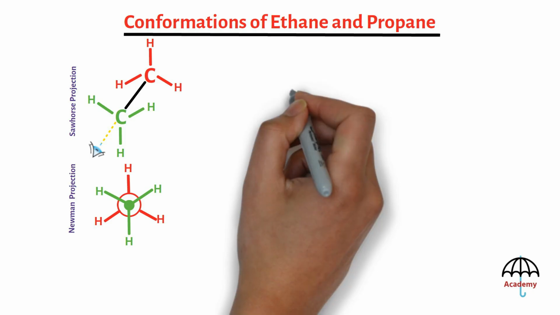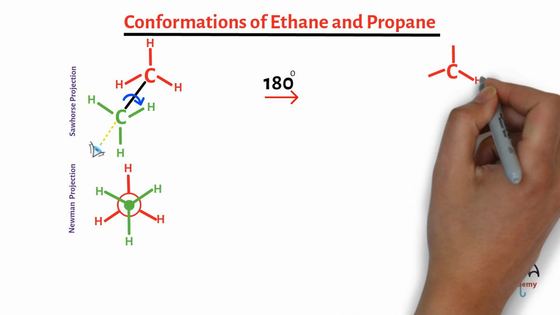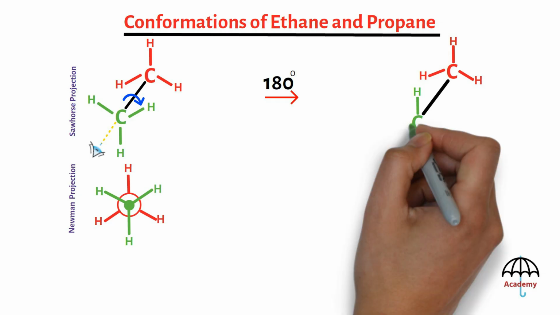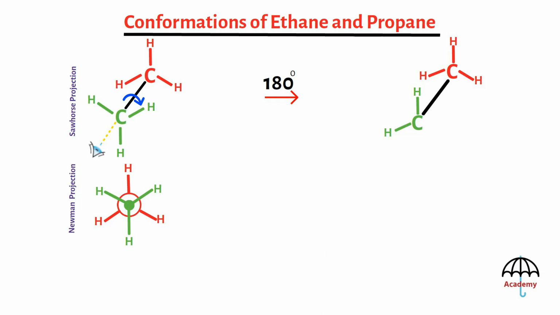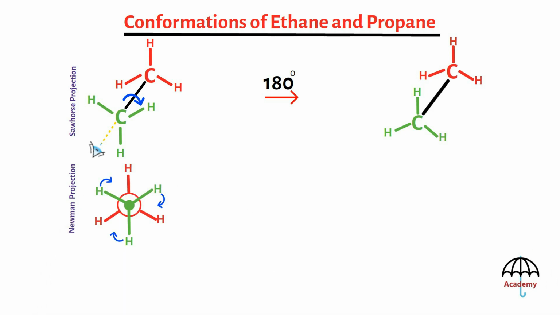Let us keep the back carbon stationary and rotate the front carbon by 180 degrees. The back carbon and its hydrogens remain unchanged and are written as such. After rotation, the bottom hydrogen reaches at the top. The right one reaches here at the left. And left one reaches on the right. The front carbon in this Newman projection can be rotated by 180 degrees.